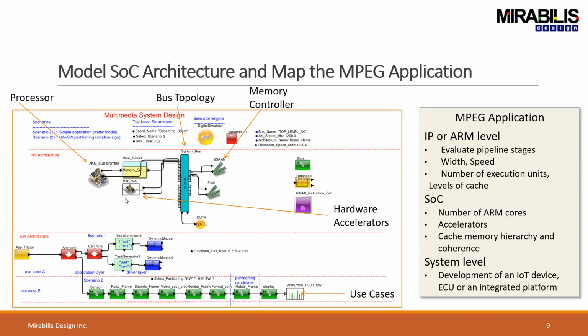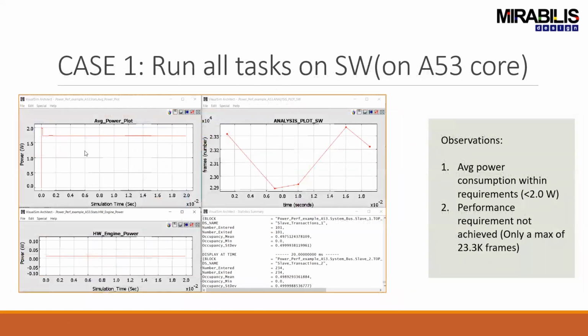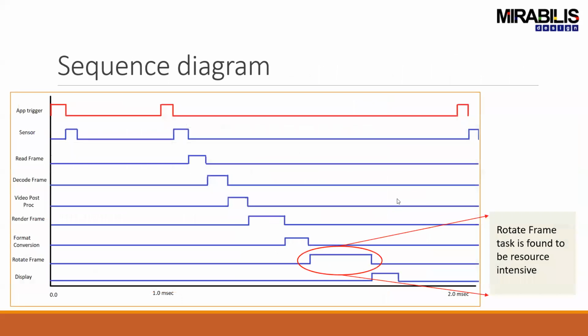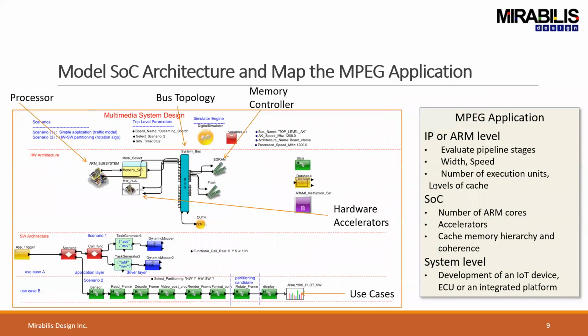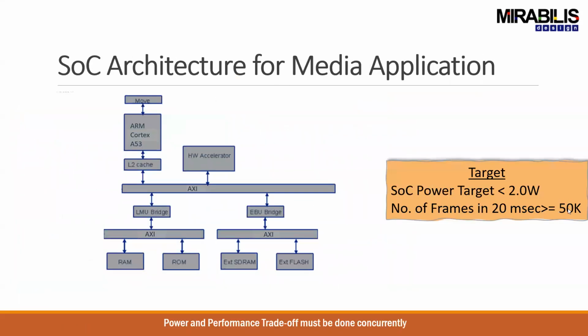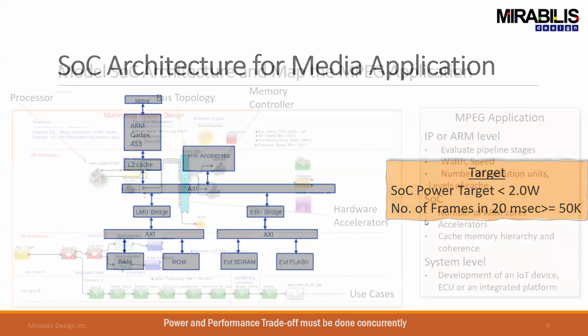The accelerator is idle. With that use case, we could see the power consumption is below 2 watts, which is good. But the performance is not very good, because the peak frames that we obtained is about 23.3 thousand frames, which is less than the requirement. As per our requirement, we need to get above 50,000 frames, so it is not being met.